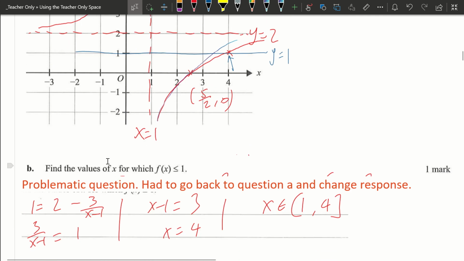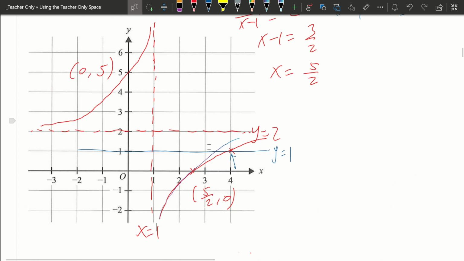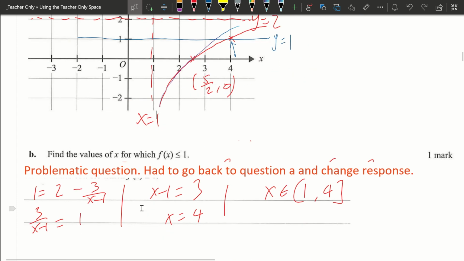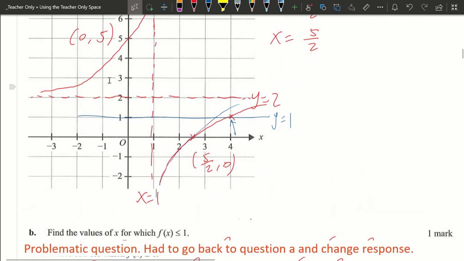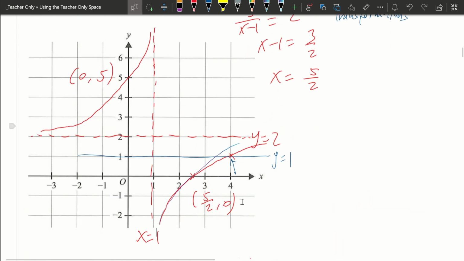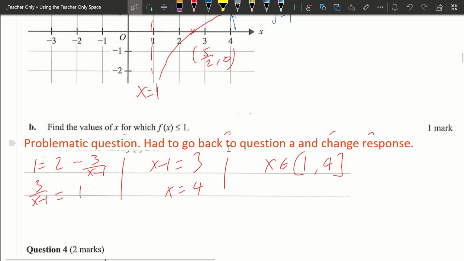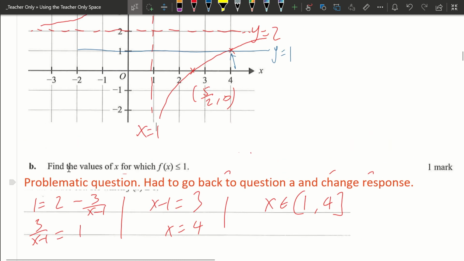But then in question B, so that's when I did question A. But now I do question B, and I have written when x = 4, y = 1. So I kind of had to go back to question A and change it. So I did erase my graph, and I did draw it again, going through (4, 1), which means it's kind of a problematic question.